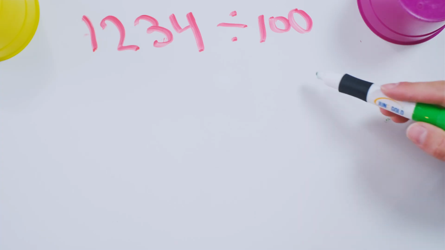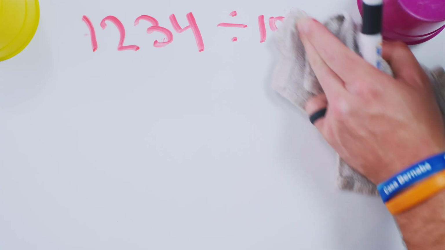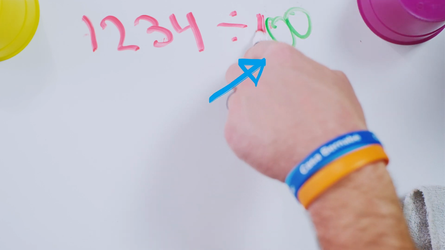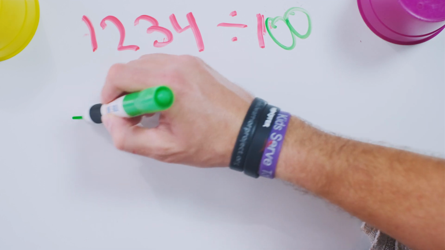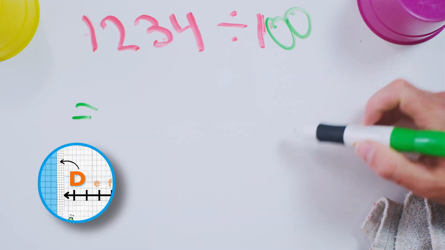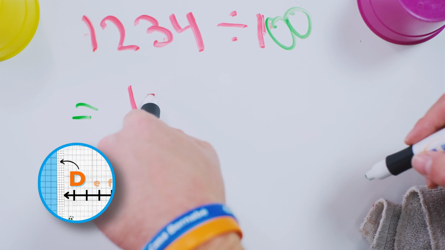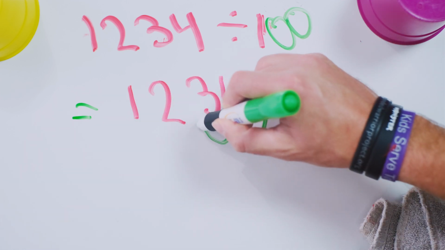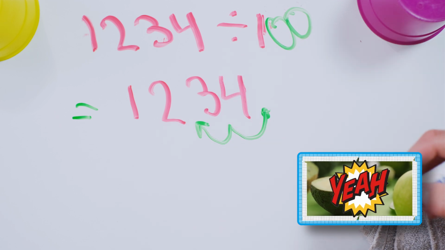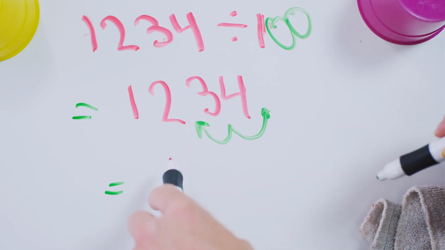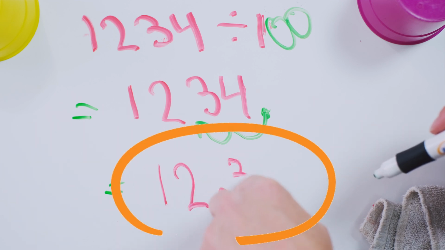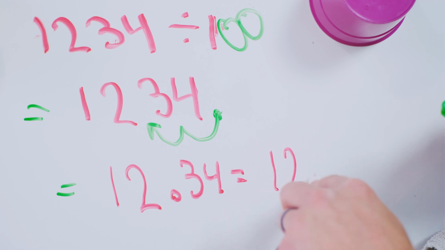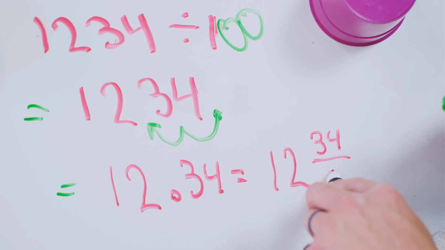Okay, the shortcut says you've got 2 zeros here. So I'm gonna put those zeros in green to illustrate that you're gonna move the decimal place over. How many places? 2 places, because you got 2 zeros. So you got 1, 2, 3, 4. Move the decimal place over to the left 2 spaces. In other words, this is 12.34. And for those who like dollars and cents, you'll recognize this as 12 and 34 out of 100.